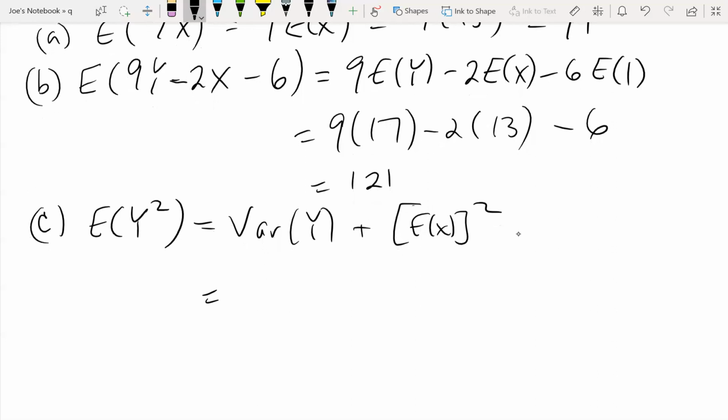So the variance of y was 30, is that right? There should be a y in here. And the expected value of y, what did I say it was? 17. So 289 plus 30 is 319? Yep. Only 600 off. You were just a tad off.